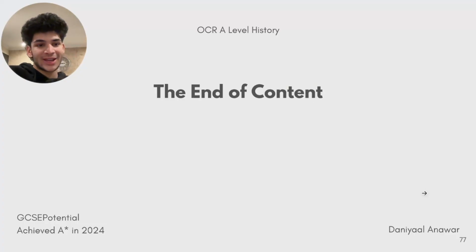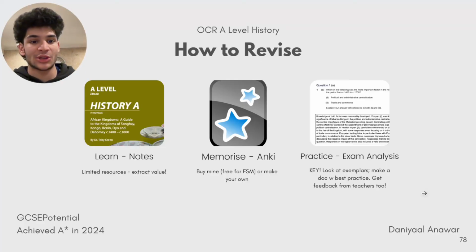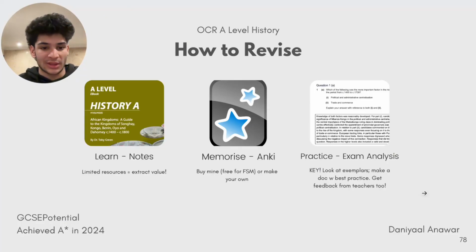The end of content, so it's a new beginning. How to revise. How to get A stars. This basically goes for everything, but I'm going to, in particular, talk about how I use my revision methods for history. So my 3-step method, as per usual, is learn, memorize, practice. So sort of understanding, remembering, applying. That's the thing that we're going for.